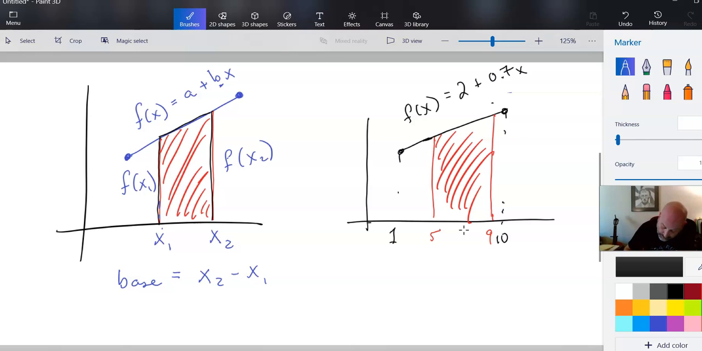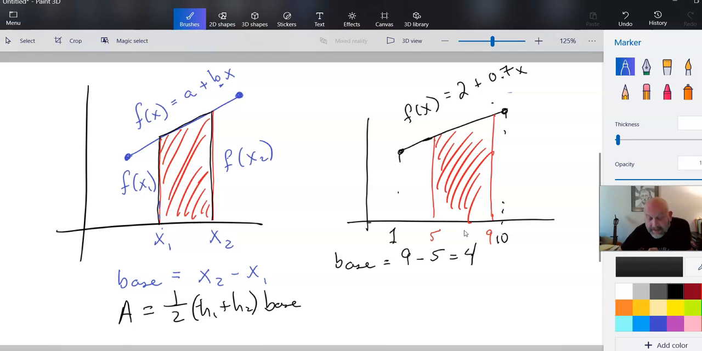Now, to fill out our formula, I'll go ahead and write it up here. A equals 1/2 h1 plus h2 times b, base. Okay, so we need the base first. Well, it doesn't have to be first, just whatever you want to find. So our base is x2 minus x1, which is 9 minus 5, which is 4 units. So now we have the base.